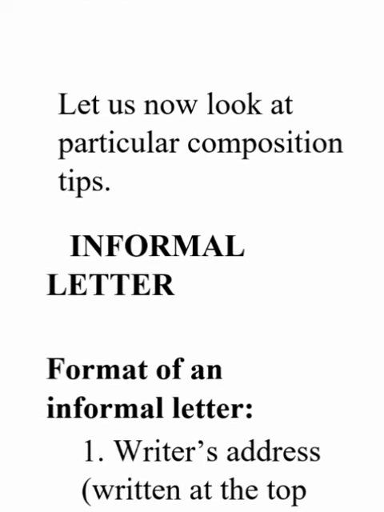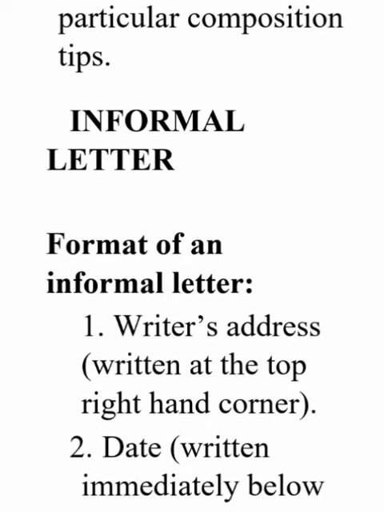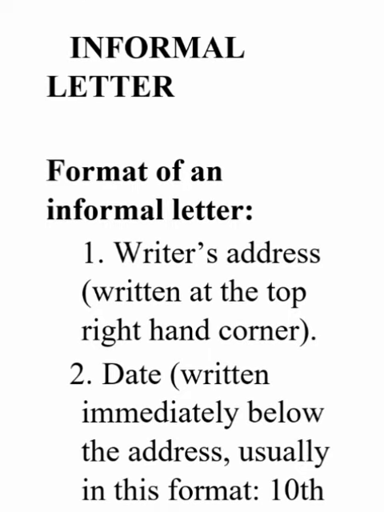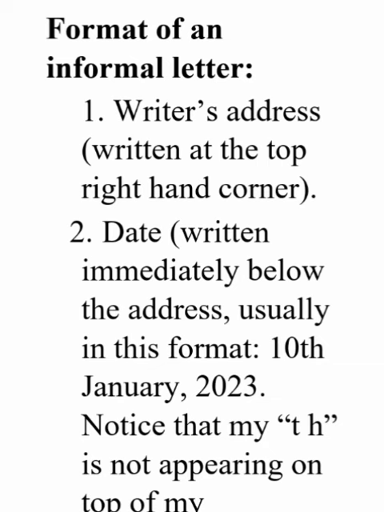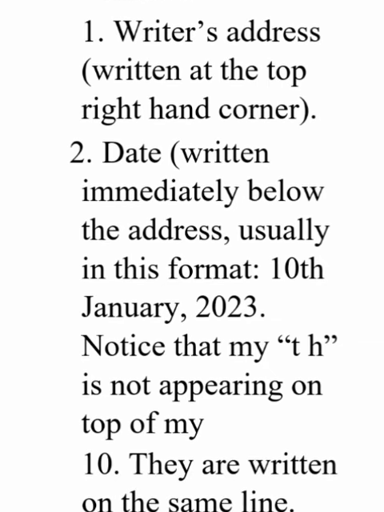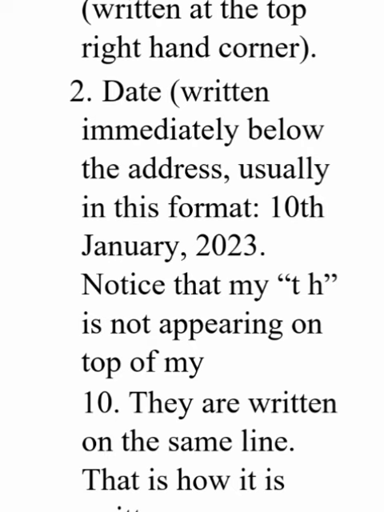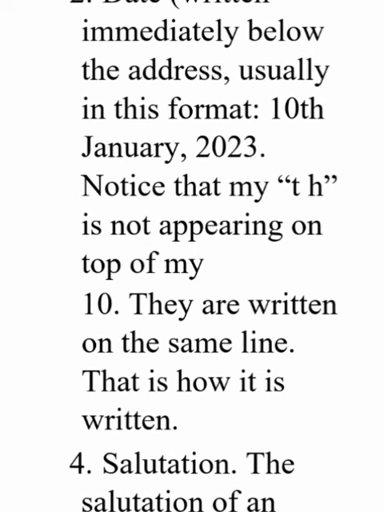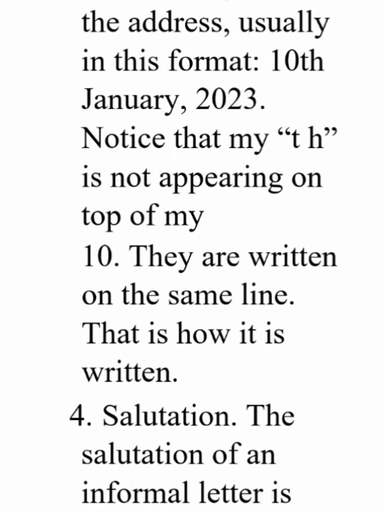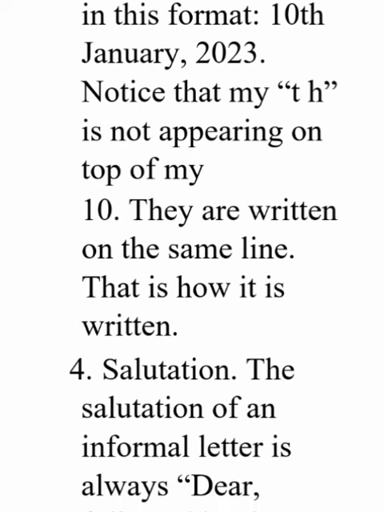Informal letter. Format of an informal letter. 1. Writer's address, written at the top right-hand corner. 2. Date, written immediately below the address, usually in this format, January 10, 2023. Notice that the TH is not appearing on top of the 10, they are written on the same line. That is how it is written.